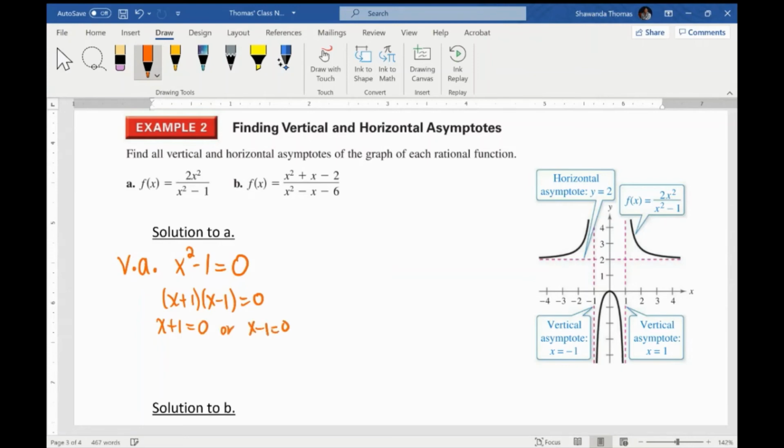All right. So our vertical asymptotes, actually there are two this time. They are x equals -1, x equals +1. All right. Let's go to horizontal asymptote.